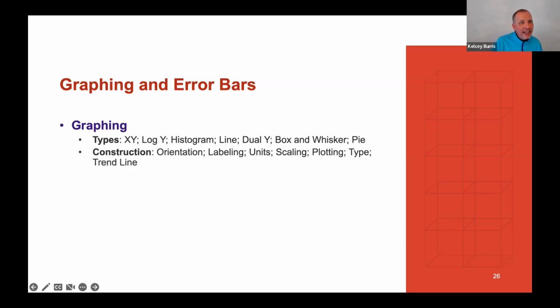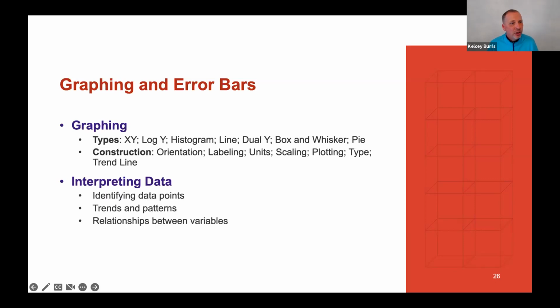Orientation, right? Are the variables on the right, on the X and Y axis? The labeling, the units, proper scaling, plotting of the points, the type of graph used, and the trend line when appropriate. You will also be asked to interpret data, okay? So you've got to be able to identify data points, trends, and patterns and relationships between variables, because you will find graphs all over the exam, okay? And so you've got to be conscientious that you are able to take a look at that and interpret that.